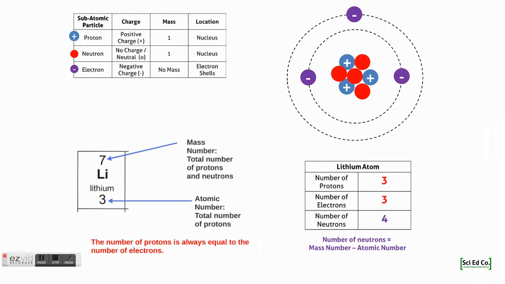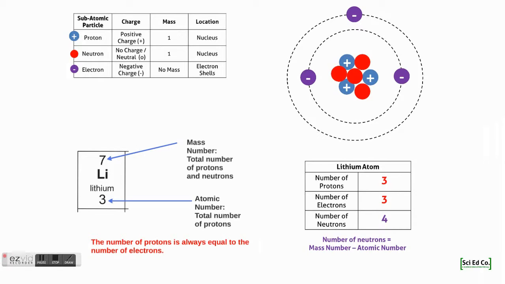Protons and neutrons have a mass of 1 each. Electrons are so small that they do not have a mass. Therefore, when we look at the overall mass of an atom, by looking at the mass number, we're only talking about protons and neutrons. In this example, the mass number is 7.